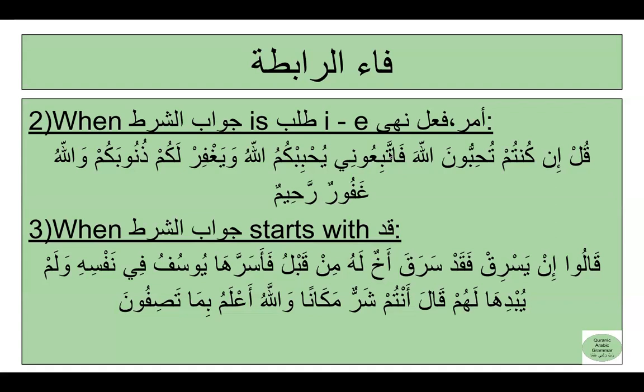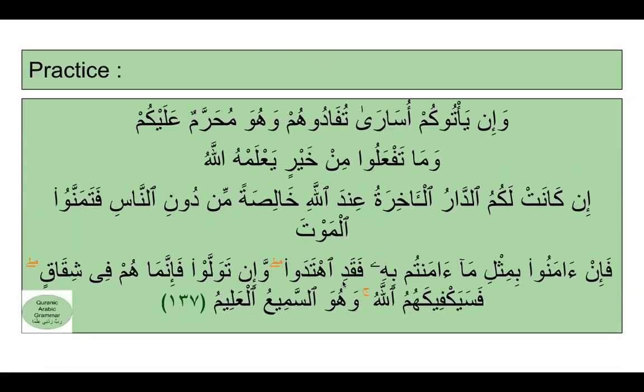Okay. The third reason for Fa ul Rabita is if your sentence is starting with Qad. In Surat Yusuf, you can see this verse, In Yasriq, if he steals, Faqad Saraka Akhun, then indeed his brother stole before. So why is there Fa here? Because In Yasriq was your Jumla Shartiya, In was your Adwatu Shart, and Qad Saraka was your Jawabu Shart. So because it was beginning with Qad, therefore Fa ul Rabta was there. Okay. And you noticed there was a verse that we did together, Faqad Ihtadaw. That is why Fa is here. Make sense?